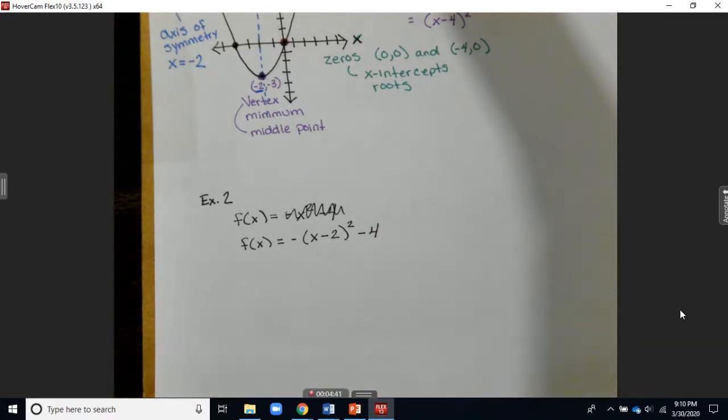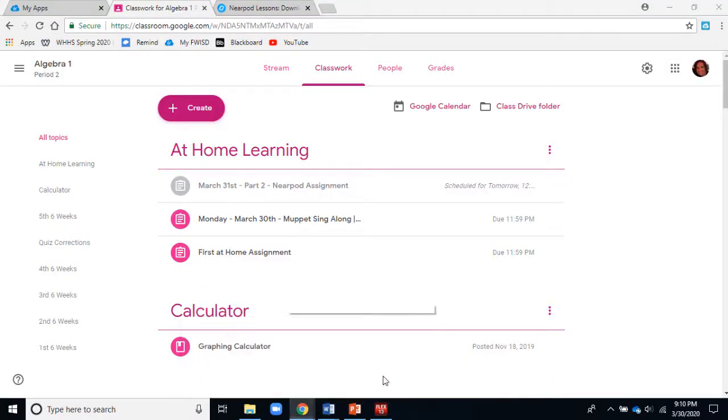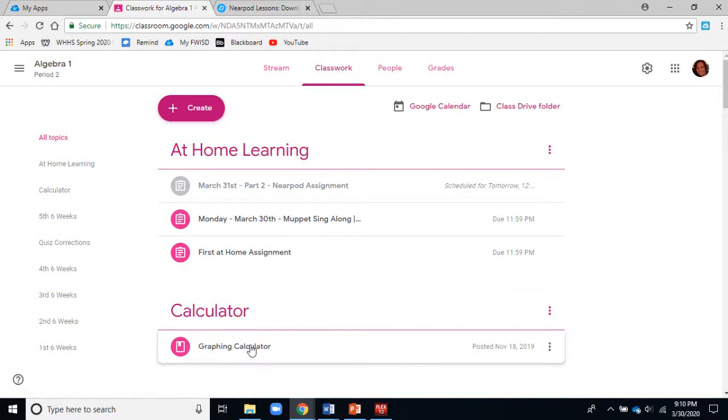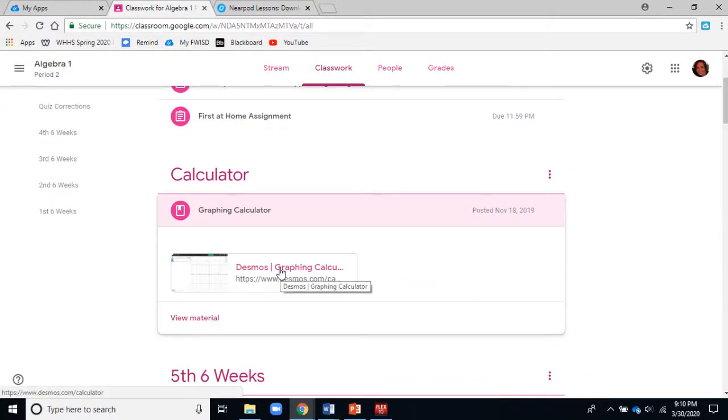Okay, so now how to use a graphing calculator when you don't have a graphing calculator. So I'm going to show you where you should go in Google Classroom. So if you go to your Google Classroom and you click on classwork, I created a topic called calculator, and here's a graphing calculator. And if you click on that, it says Desmos.